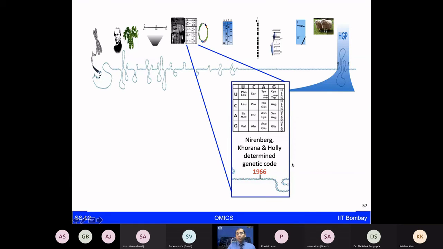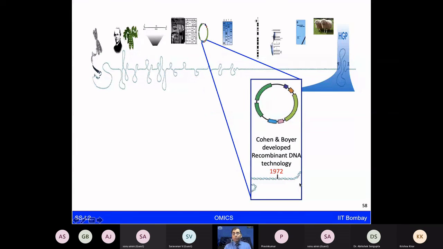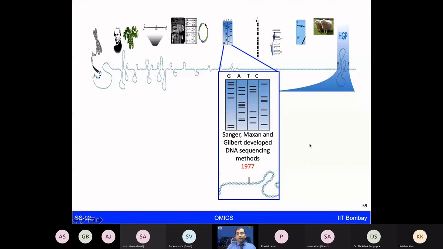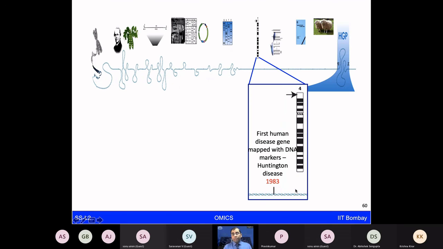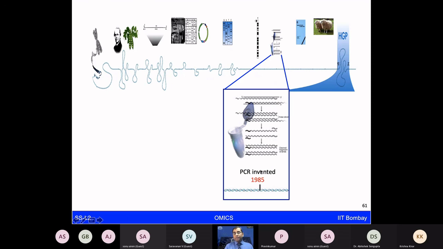Three scientists, Nirenberg, Khorana, and Holley, determined the genetic code. You have heard Har Gobind Khorana's name, a scientist of Indian origin, for the Nobel Prize in 1966. Then we have the scientists Cohen and Boyer. They developed recombinant DNA technology in 1972. Sanger, Maxam and Gilbert developed DNA sequencing. So you heard about DNA sequencing, the Sanger sequencing methods. Those came in 1977. The first human disease marker mapping happened on Huntington disease in 1983.